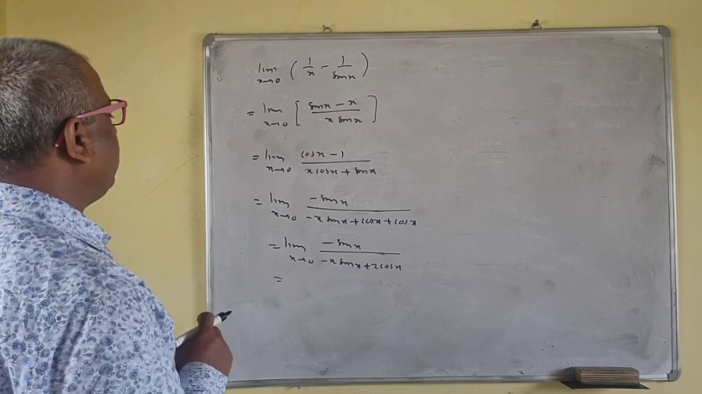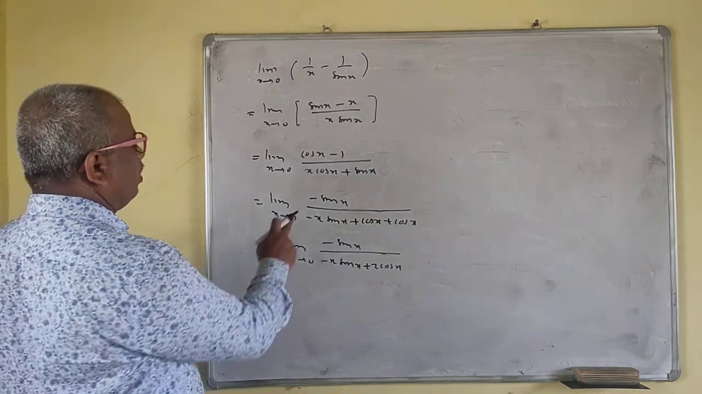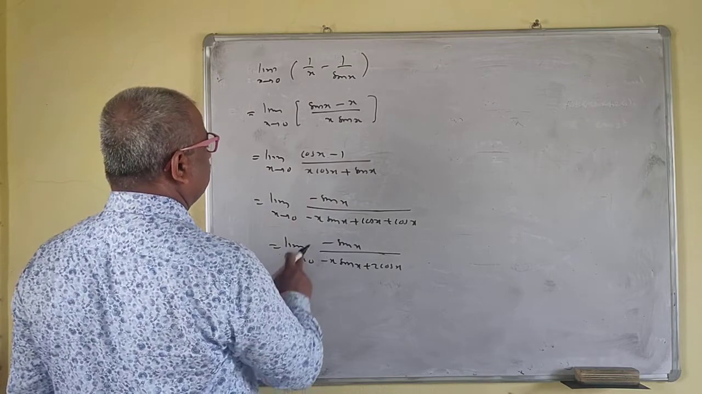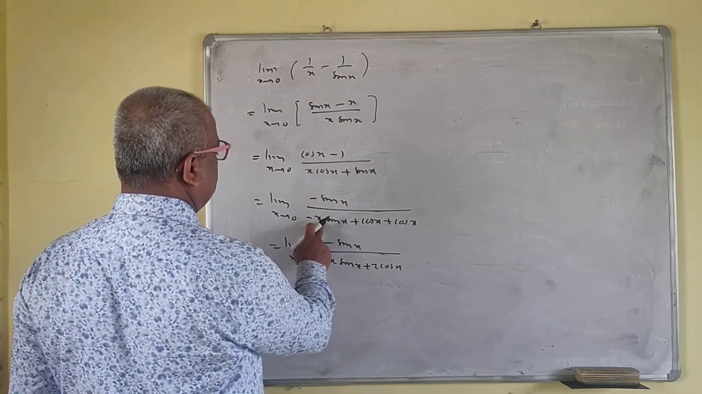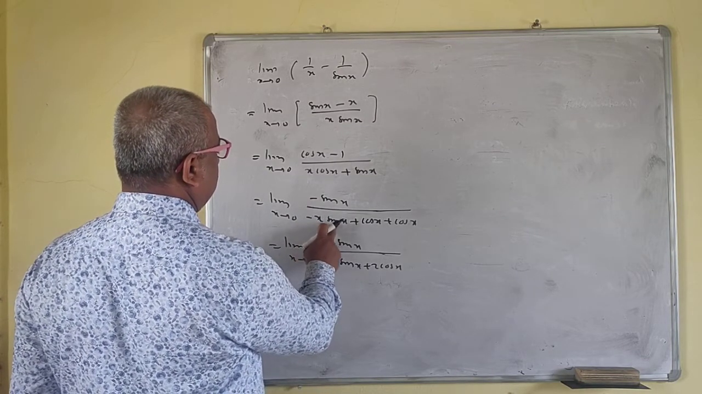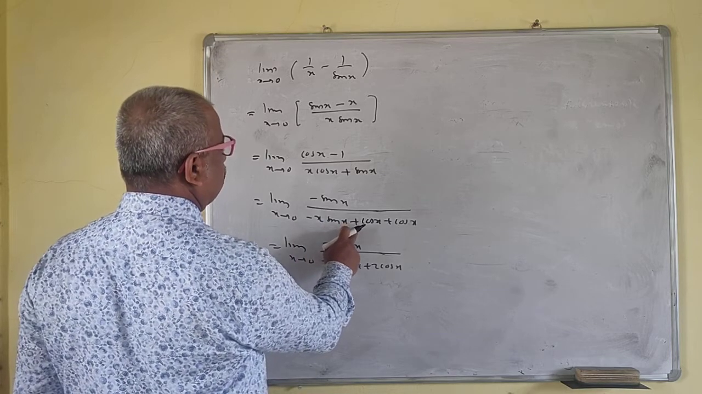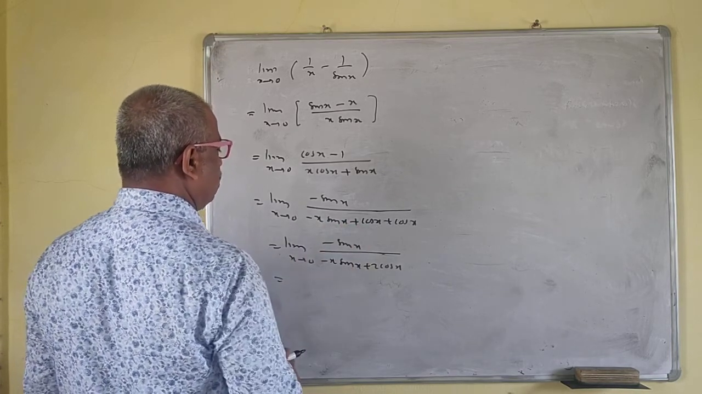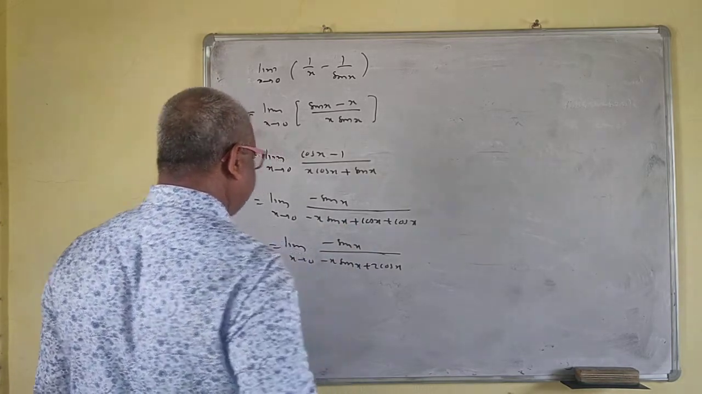Okay, so this is 0 by 0 form. But what happened here? Minus sin x. Okay, so minus x, sin x plus cos x plus cos x is 2 cos x.